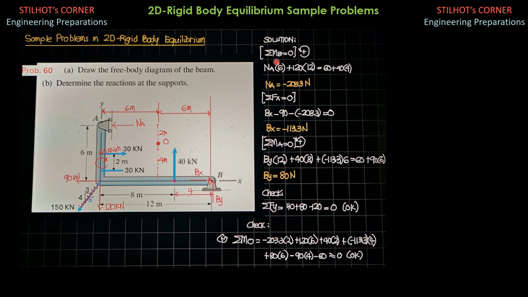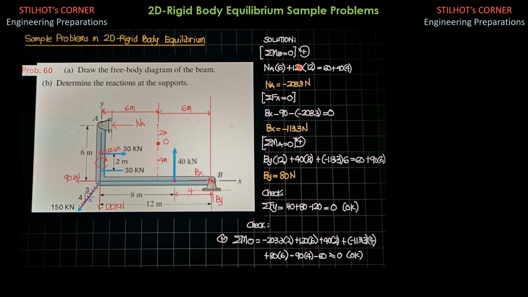So, as I said, I am fond of finding a point where all except one unknown can be eliminated. So first, summation of moment about B. So summation of moments about B considering counterclockwise positive. The moment of NA is counterclockwise and it is NA times 6. Then plus 120, this is counterclockwise, times 12.